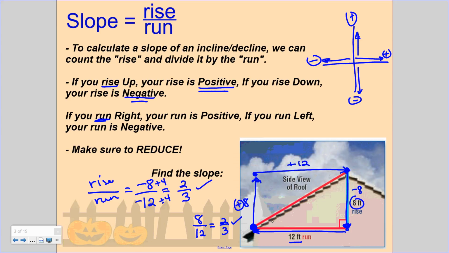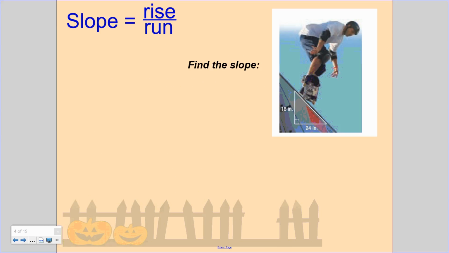So it does not matter where you start on the line to count your rise and run, as long as you do count rise first and put that in your numerator and run second in your denominator. So let's practice another one.